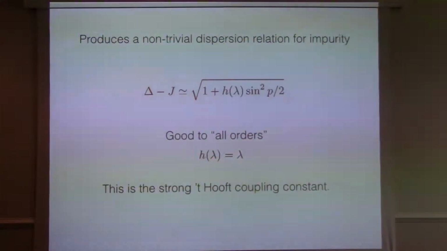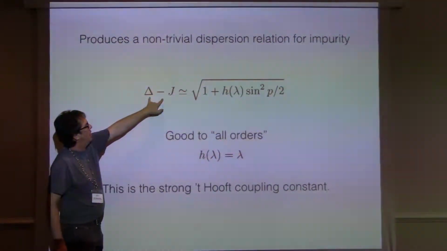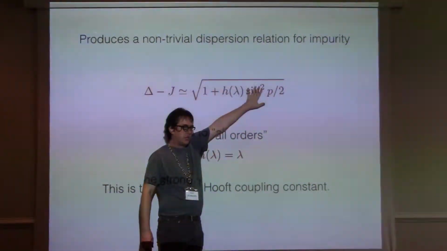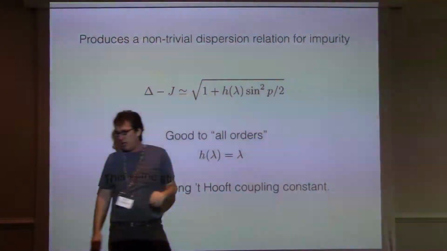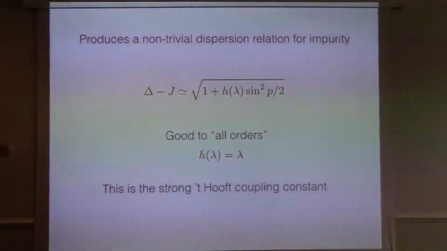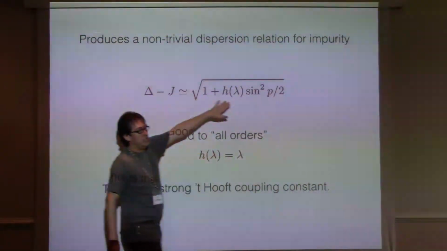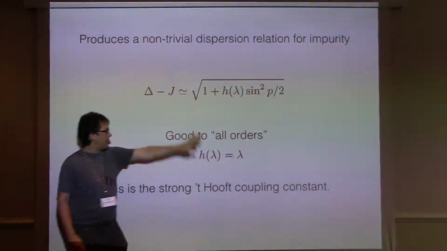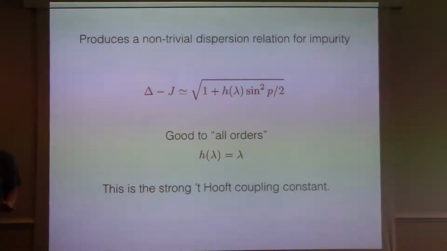The point is that this thing over here produces a dispersion relation which has this sine squared of p over 2, which is the contribution from the central charge. And then the fundamental magnons that are appearing in the spin chain description actually are short representations of the supersymmetry, so they saturate this BPS bound, which is of this form. Okay? And this is good to all orders, and the function h of lambda is lambda. Okay. This is very non-trivial stuff. And this is the strong 't Hooft coupling constant.